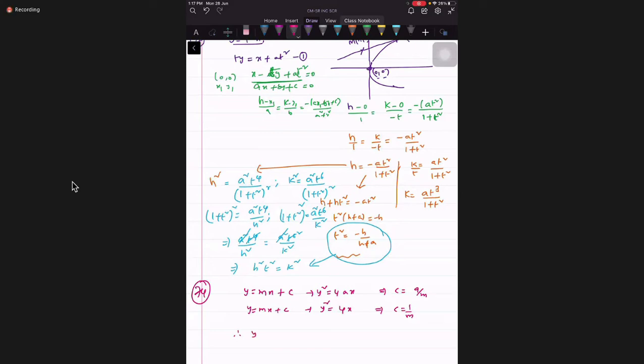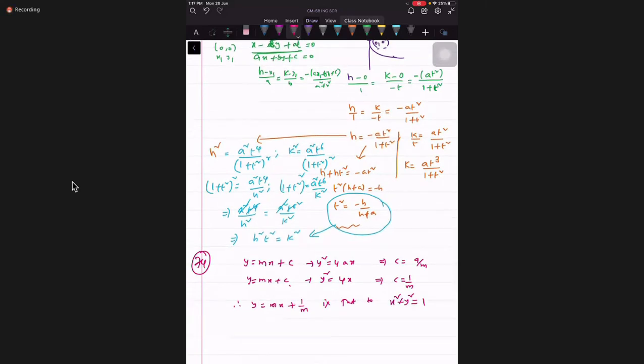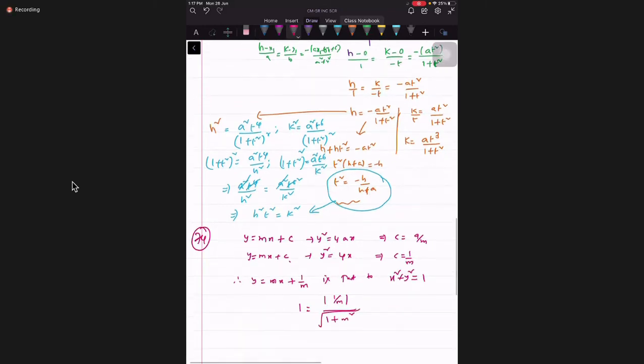That is now y = mx + 1/m, where in the place of c I am using 1 by m, is tangent to the circle x² + y² = 1. If it is tangent to the circle, what is the condition? It equals the distance from the center to this line. So (1/m) divided by root of (1 + m²), right? Yes, sir. Then we'll get the answer.